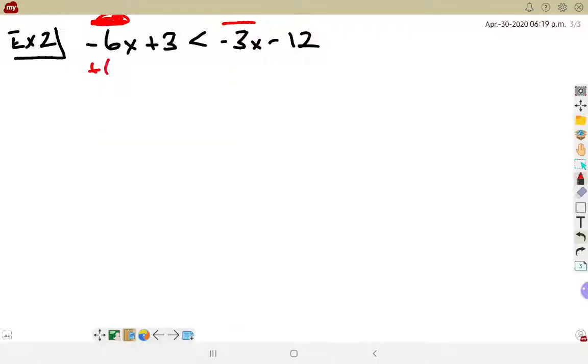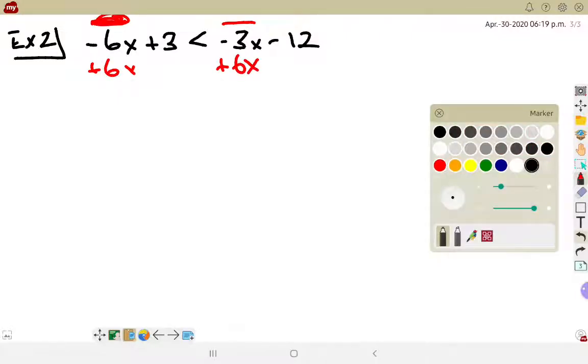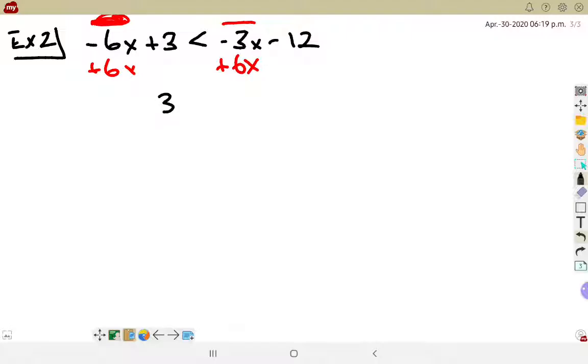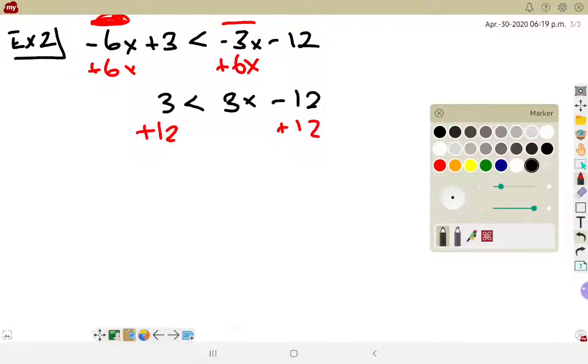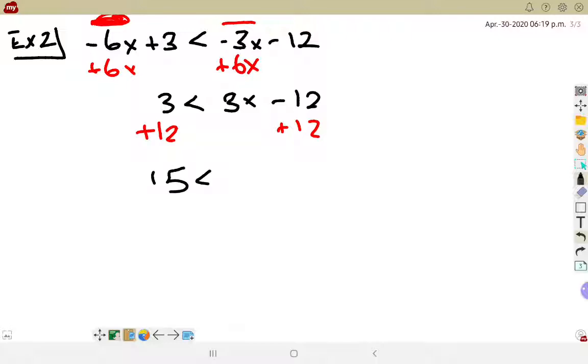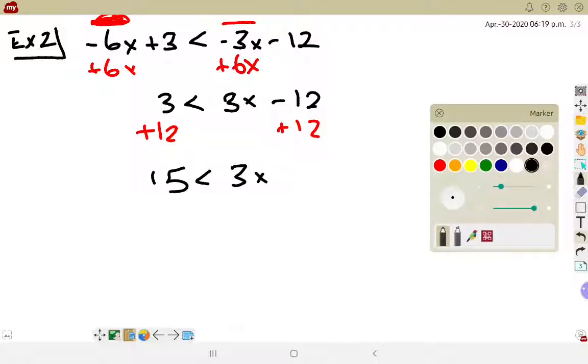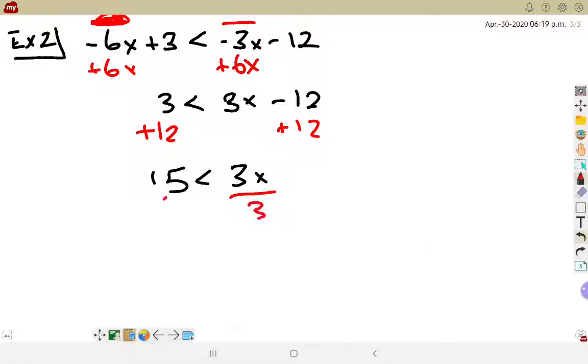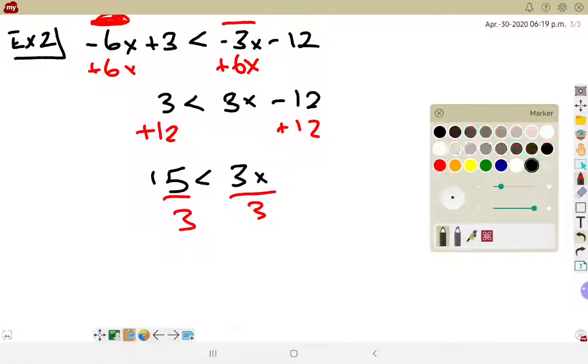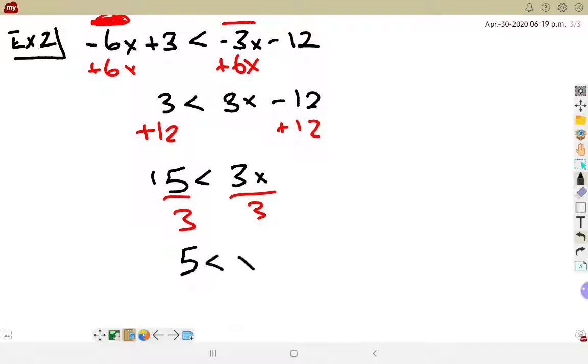So if I get rid of the 6x by adding 6x on both sides, now I have 3 is less than 3x minus 12. Okay, and then I'm going to add 12 onto both sides, and that gives me that 15 is less than 3x, and I'm going to divide both sides by 3, and that gives me that 5 is less than x.